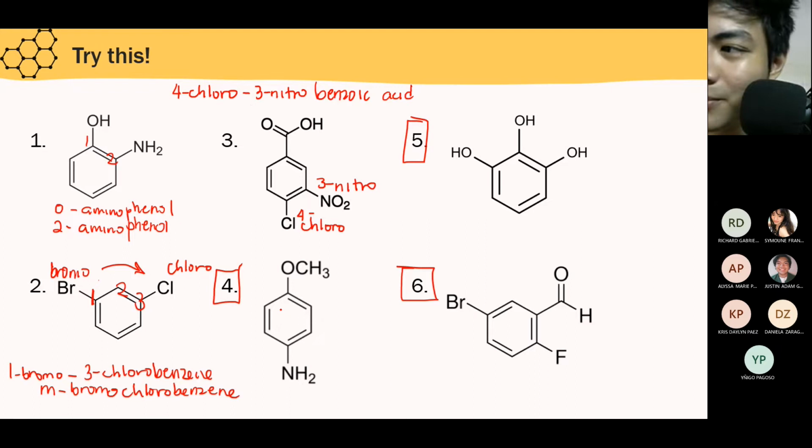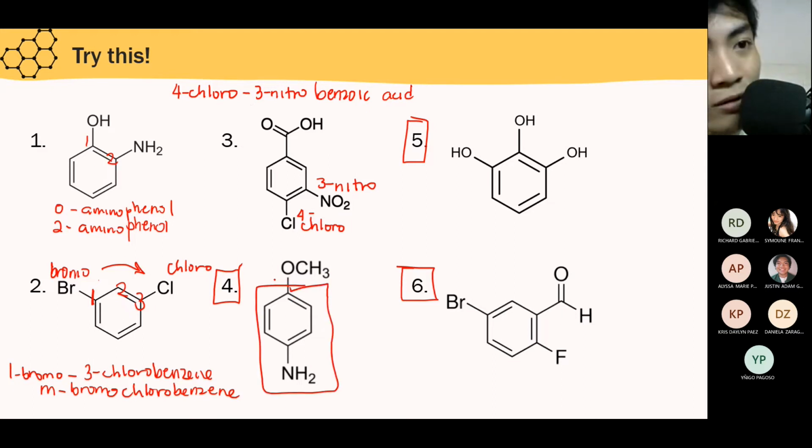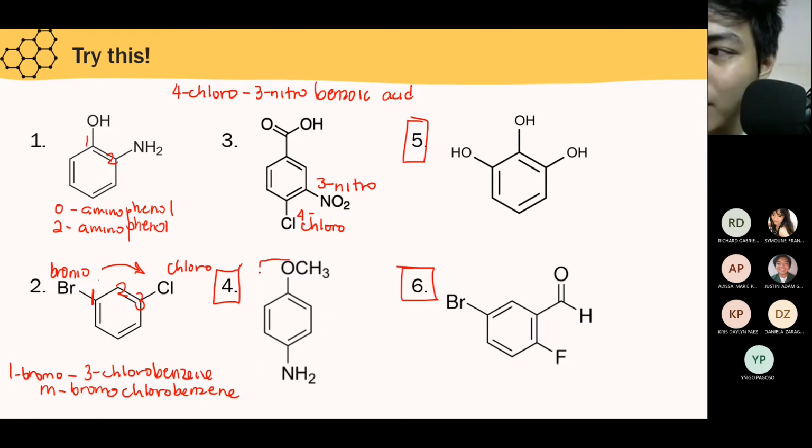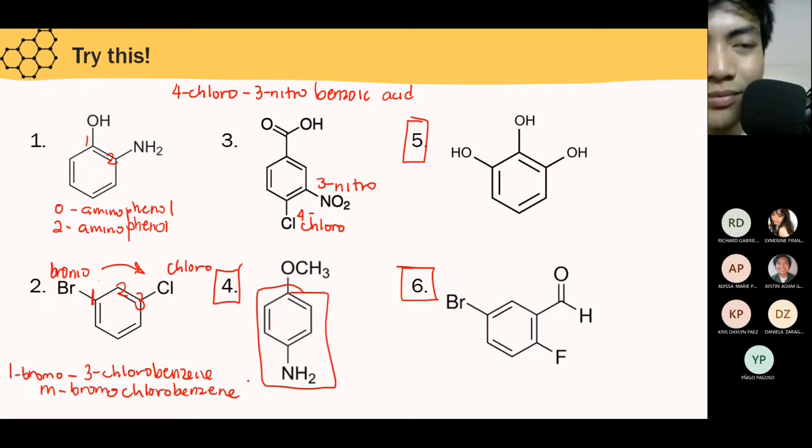Okay, so for number 4, sabi ni Richard, that's para methoxyaniline. And that's correct. Okay, bakit? Sabi natin, this one is called aniline. This one is called anisole. But again, sabi ko nga, technique lang to. Kung sino yung may CH3, siya yung lower priority. So, this is your higher priority. So, that means the name is aniline.